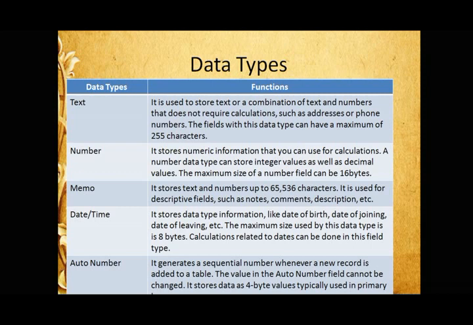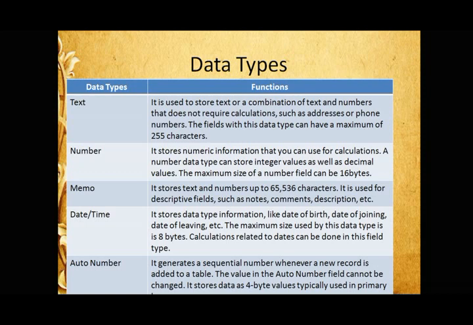We have studied 5 types, that are text, number, memo, date and time, and auto number. So let's once again revise. In text we can save 255 characters. In number we can store 16 bytes. In memo we can store 65,536 characters.